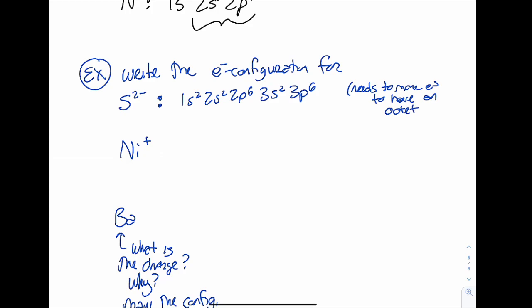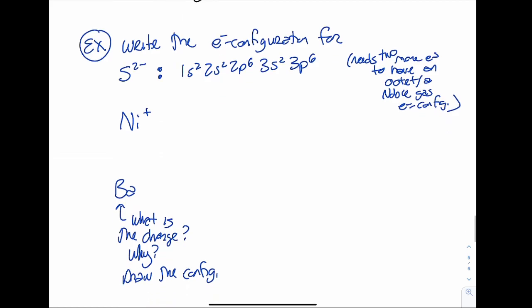You can't use filled valence shell this time because remember in the 3rd shell I actually do have d orbitals. So I would have to have 18 electrons to have a filled valence shell this time, right? My valence shell is shell 3. But you could say it needs 2 more electrons to have an octet, or you could say a noble gas electron configuration. Either one of those would work.